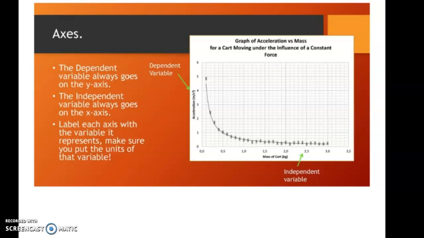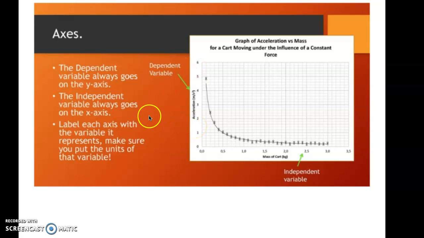When you're investigating a relationship, you definitely have to start with your independent and your dependent variable. Your independent variable is what you control. So in the case of force times mass, we're looking at a relationship here. Graph of acceleration versus mass for a cart moving under the influence of a constant force. So what we're doing is we're changing the mass and we're seeing how the acceleration changes. In this case, the independent variable is the mass of the cart and the dependent variable is the acceleration.